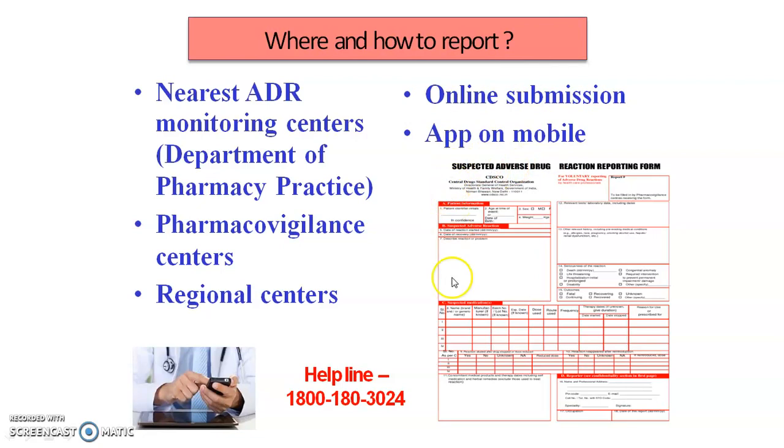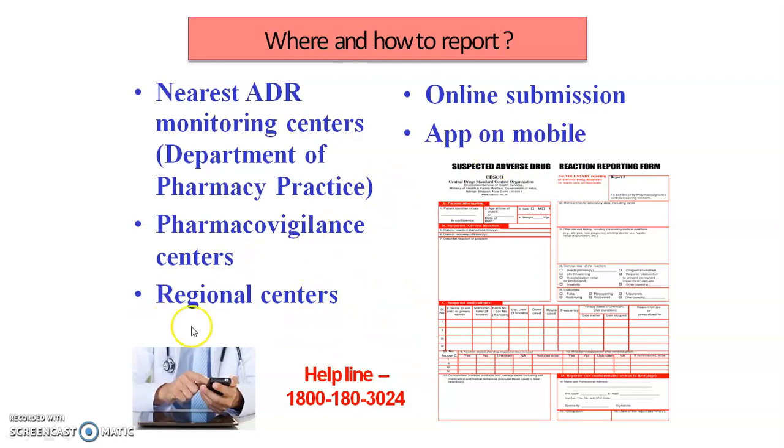So here you can see the picture, which is one of the forms developed by the Pharmacovigilance Program of India for reporting suspected adverse drug reactions. You can directly call the helpline number which is given here, that is 1800-180-3024, where you can directly call them.